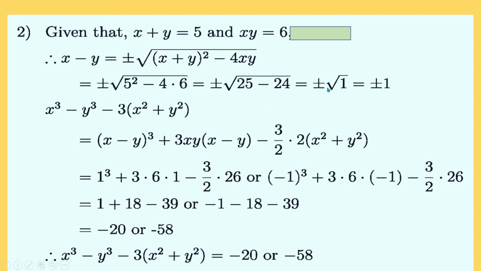As x minus y is equal to plus 1 and minus 1, when we put plus here, we'll get this, and when we use minus here, we'll get this. So this value will be 2: one is minus 20 after calculating, and the other is minus 58. Both are the required value of this. Clear, student?